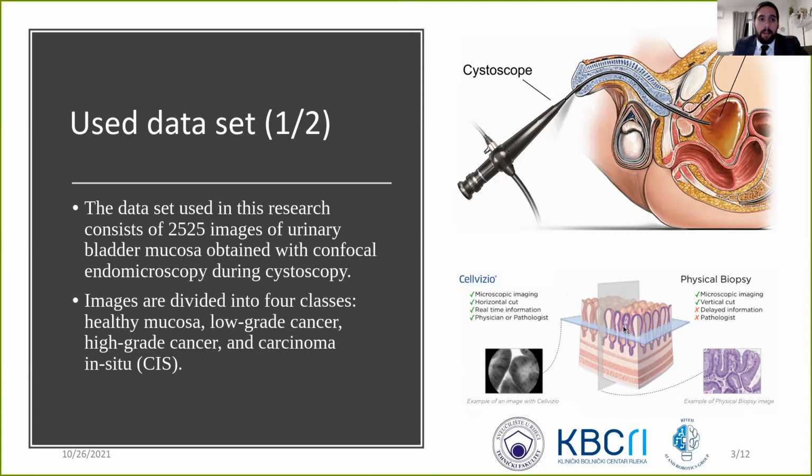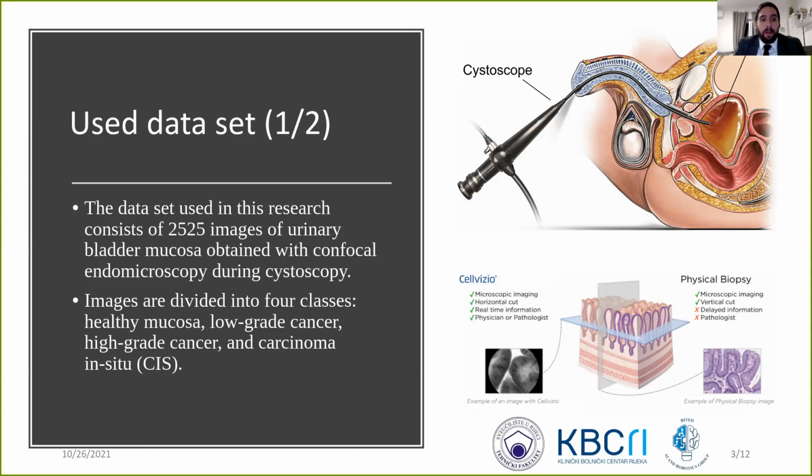Furthermore, this approach enables the in-time diagnosis in vivo, in difference with physical or classical biopsy, where information about the tissue, about if the tissue is cancerous or the grade of the cancer, is delayed due to the fact that this tissue must be cut off and brought to a pathologist that examines this tissue. In the case of optical biopsy, this procedure is performed in vivo by a physician that performs the cystoscopy.